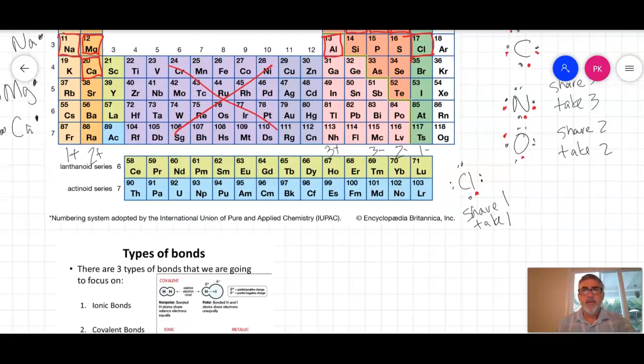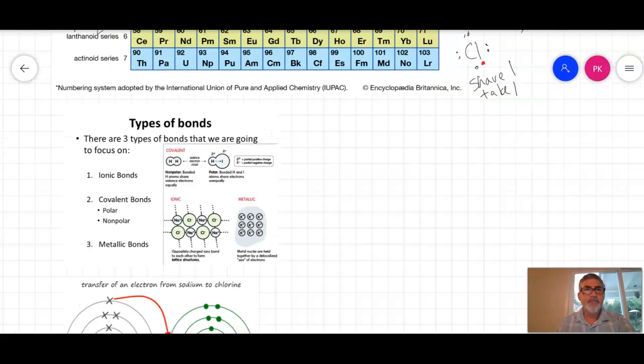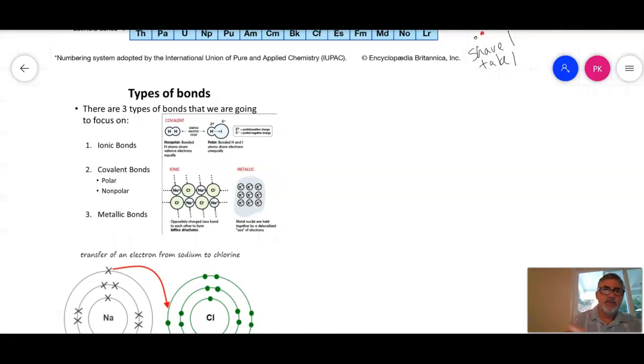Okay? All right, so coming to the end here. You have 3 main types of bonds. You have ionic bonds. In ionic bonds, electrons are transferred.